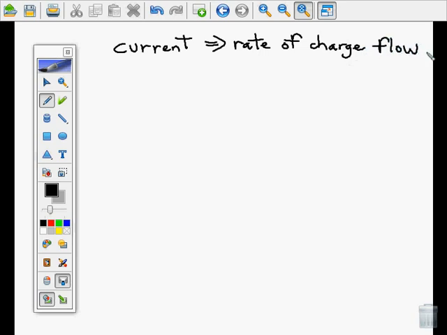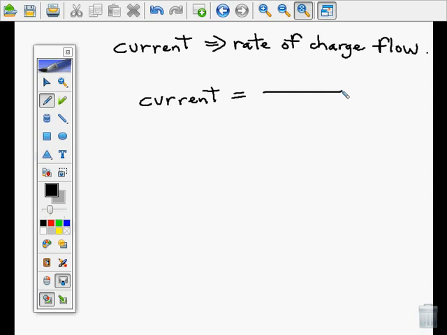Current is the rate of the charge flow. Now, we've seen that word rate before. You guys should automatically be able to write the defining formula for current. I'll start you off. Current equals something divided by something else. It's the rate of charge flow.